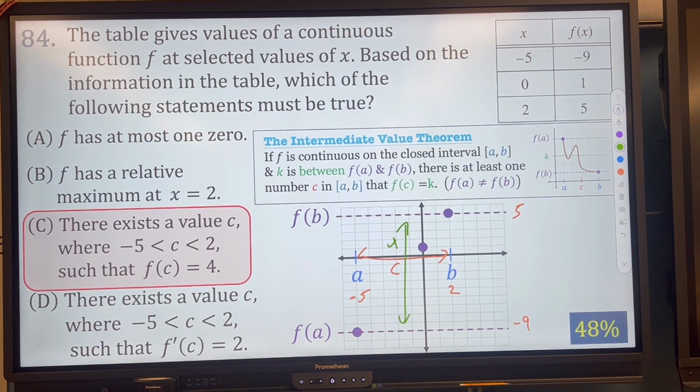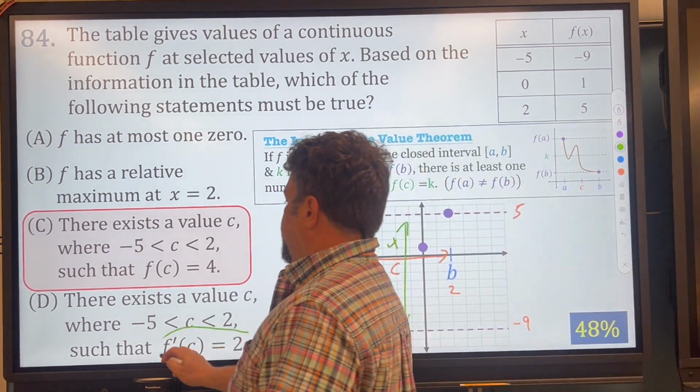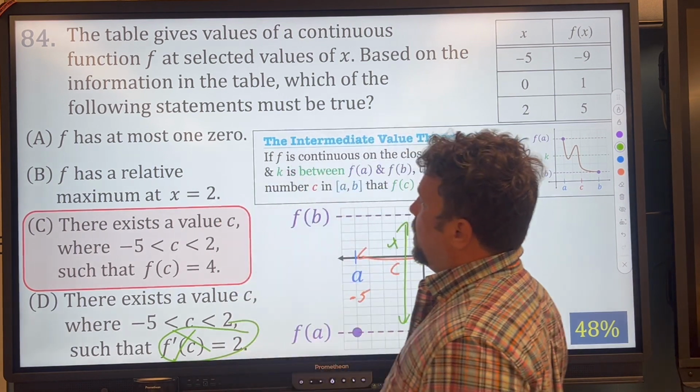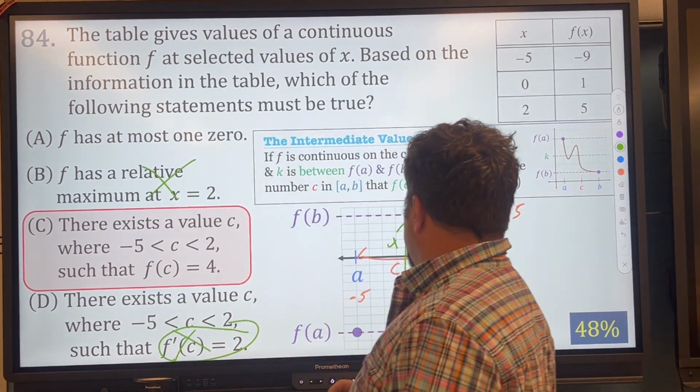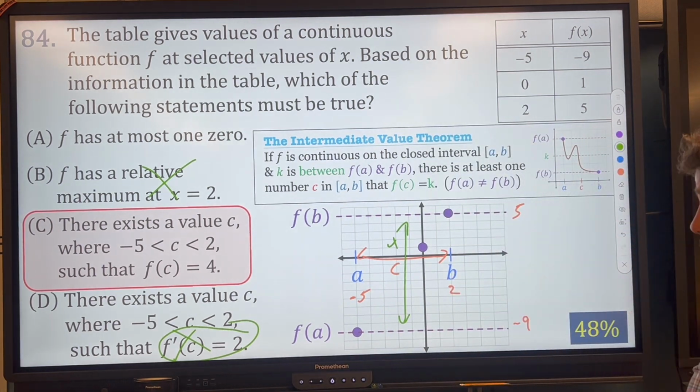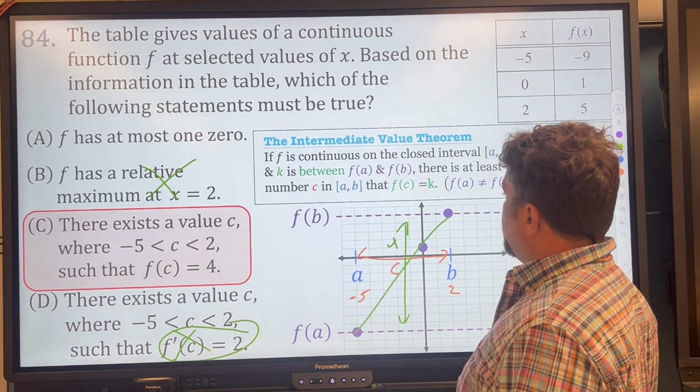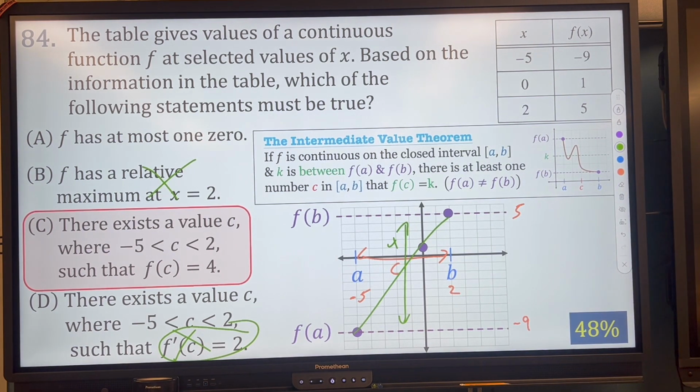We don't know about the derivative. That's what makes this one wrong. We don't know where the relative maximum or minimums are. And at most 1 zero, we don't know. It might just go like this. It might be no zeros. It might just go up forever. Right?